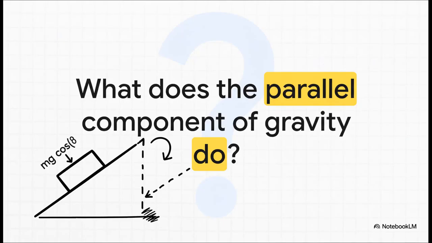So we've totally nailed the perpendicular story. That's the normal force, that's the mg cos theta. But wait a minute. Remember how gravity had two components? We've basically ignored that other one this whole time. So what does that parallel component, the one that's pulling the box down the ramp, what does it do? Well, that, my friends, is the force that makes things accelerate, and it's the force that friction has to fight against. But that's a story for another time.